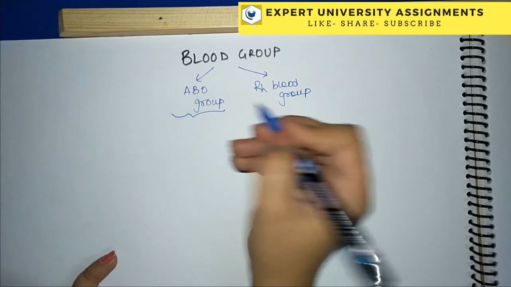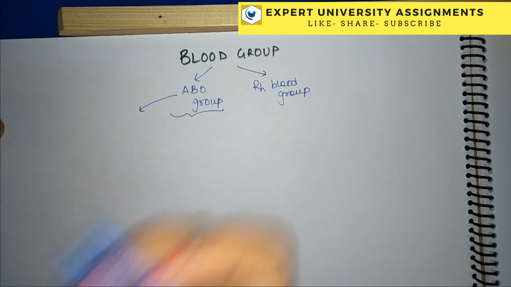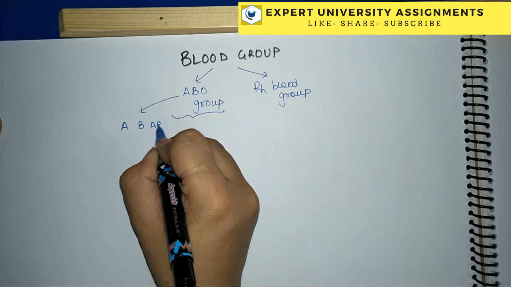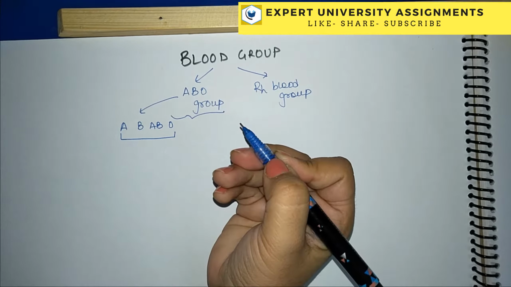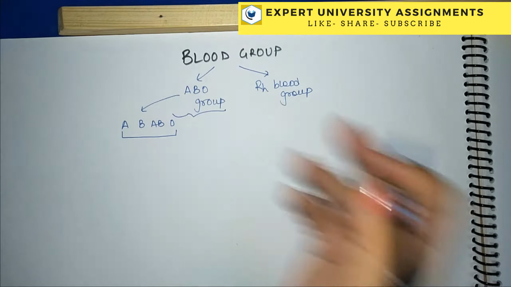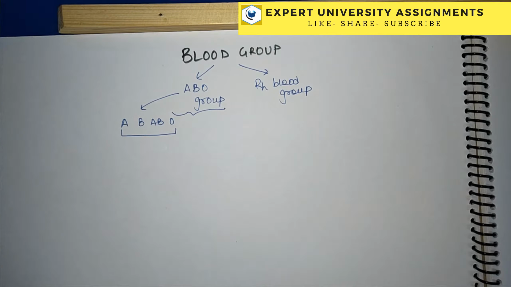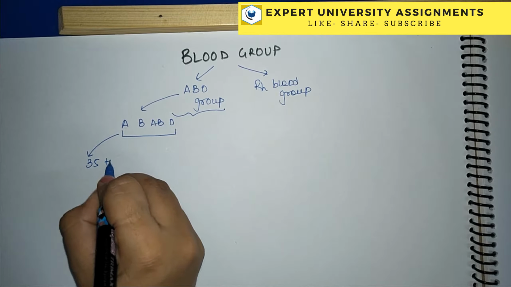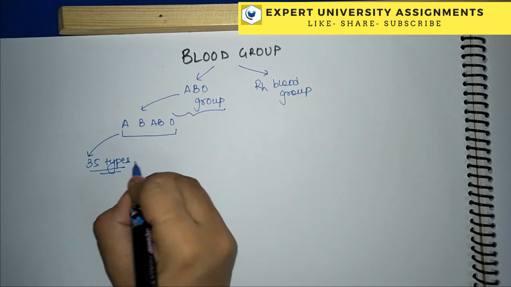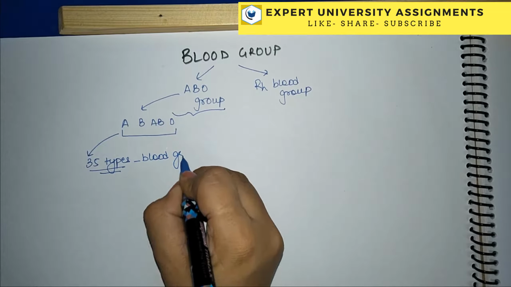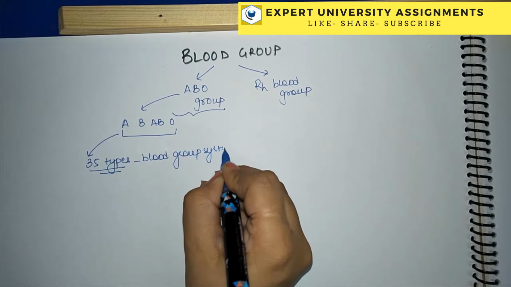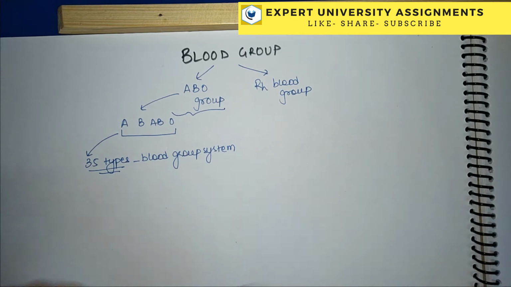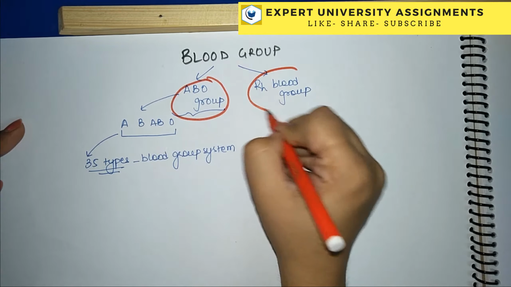So as we see, ABO blood group system means we are basically talking about the blood groups A, B, AB and O. These are the four types of blood groups which are identified on the basis of the ABO blood group system. There are actually 35 types of blood group systems. But when we talk about the human blood group system, there are 35 types that exist, but we are mostly focusing on only the ABO blood group system and the RH blood group system.